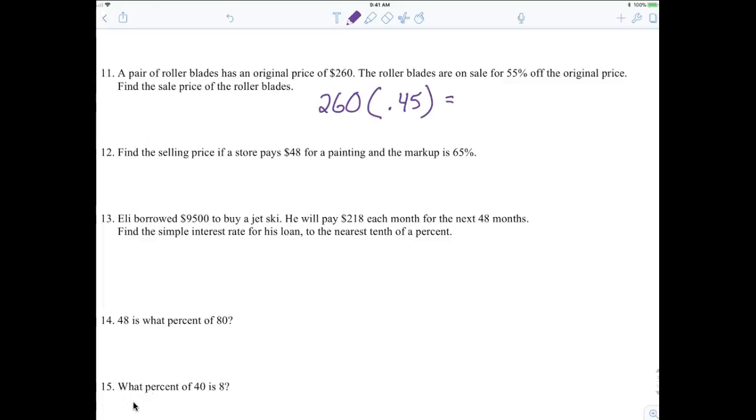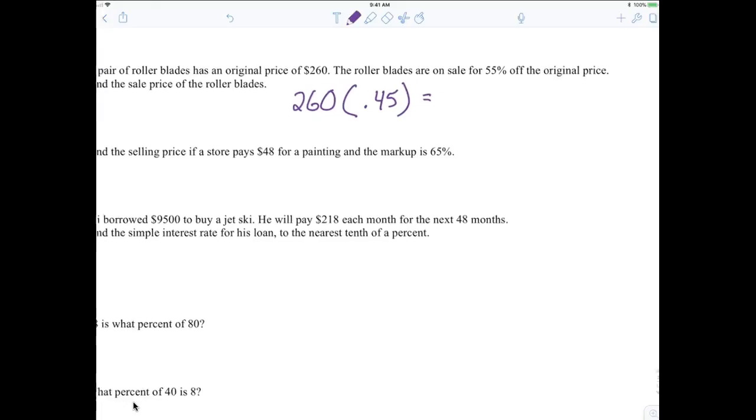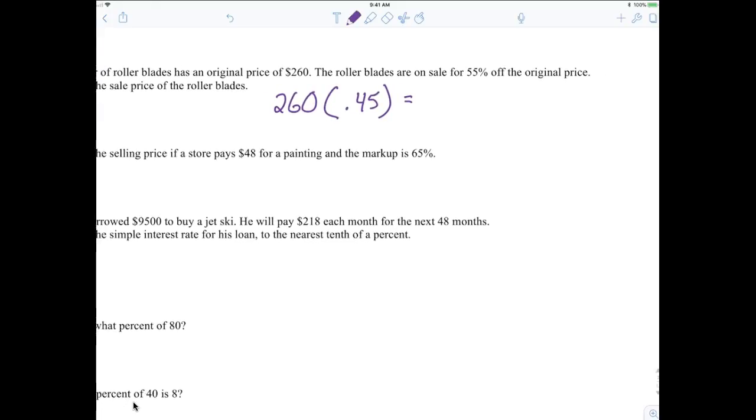Notice we did not do 260 times 0.55 because that would give us the discount. Very good. All right, is everybody hearing me? We're interested in what? The sale price. Remember, you pay what percent? 100%. And if somebody says, today I got to get rid of these, they're 55% off, then that means you only have to pay what? That means you only have to pay 45%. So you would have to pay what for the roller blades? How much? 117 exactly? All right, you'd have to pay $117.